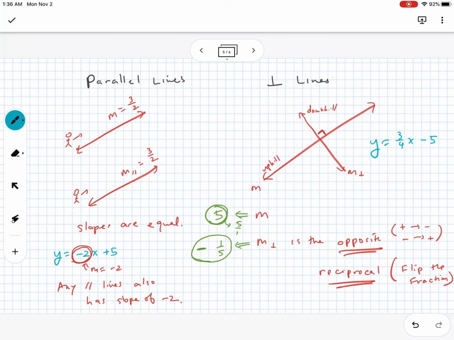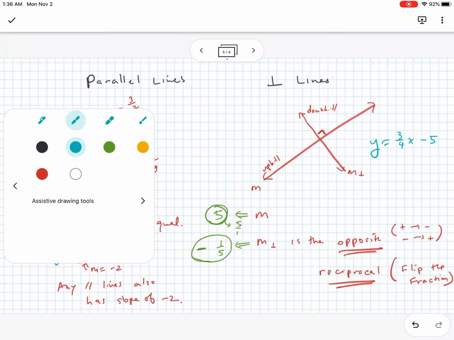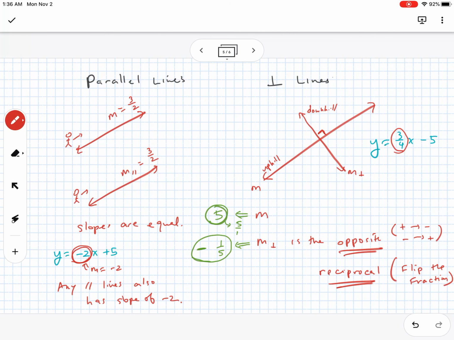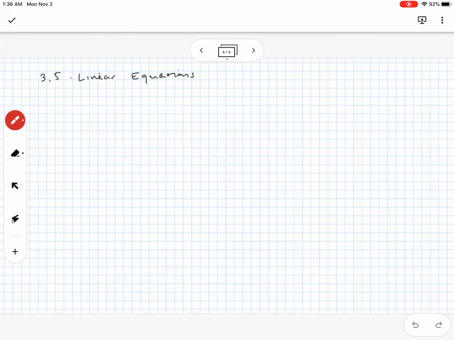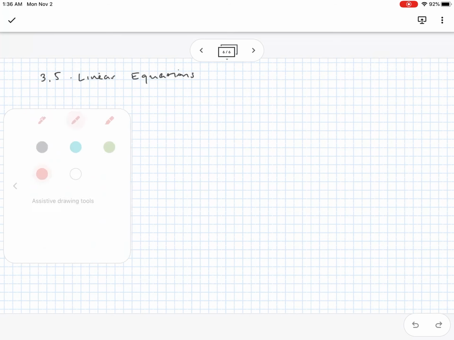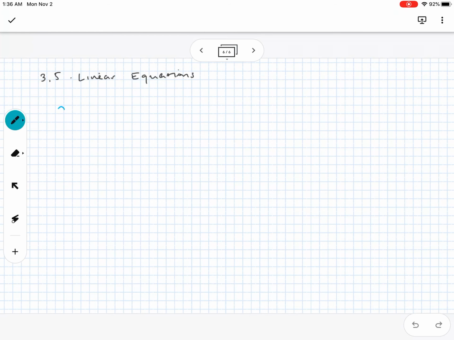And so in the same way, if I give another example, let's say y equals 3/4x minus 5, we know that the slope of this line is 3/4. So the slope of the perpendicular line would have to be negative because it's opposite, and then we would flip it to be 4/3. Right. So hopefully that's helpful. And then just the last part is having the ability to work through these linear equations.